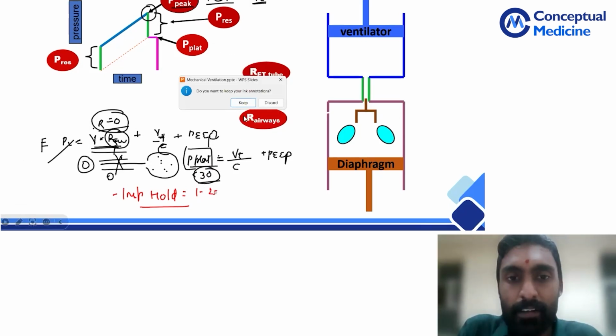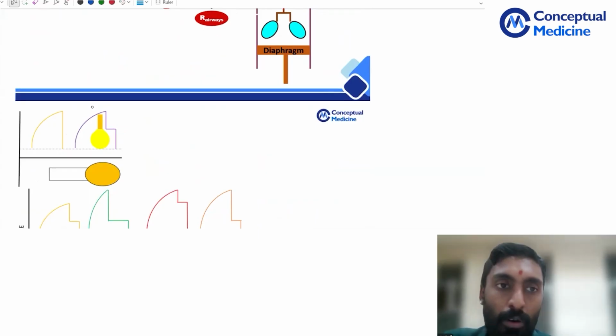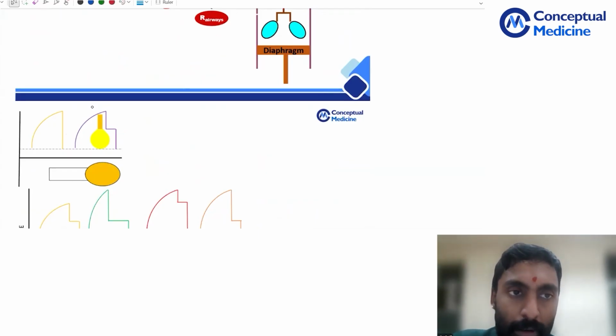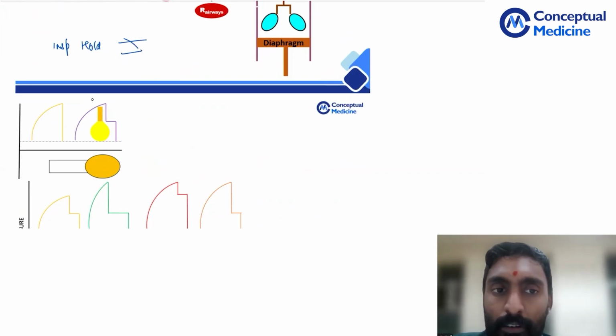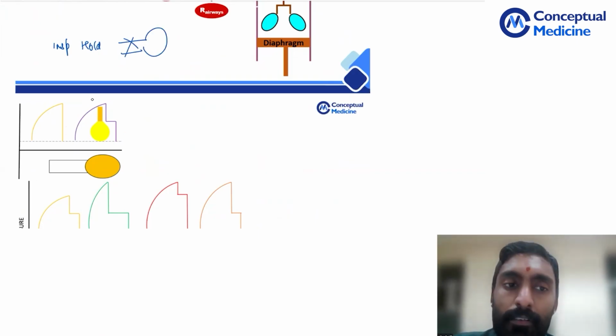So once you do an inspiratory hold on the ventilator, this is gone. Whatever is going to be here is this. So 1 to 2 seconds. So this is what you're going to get.